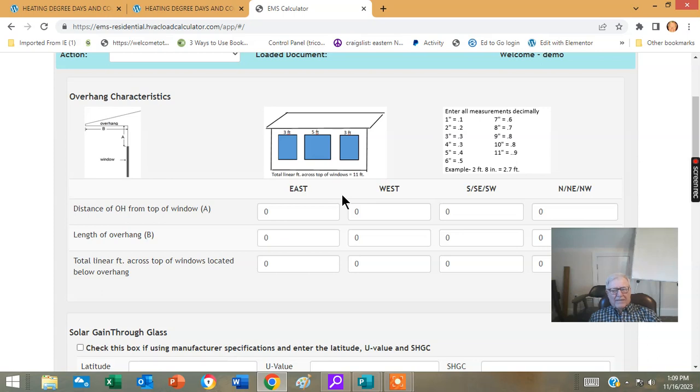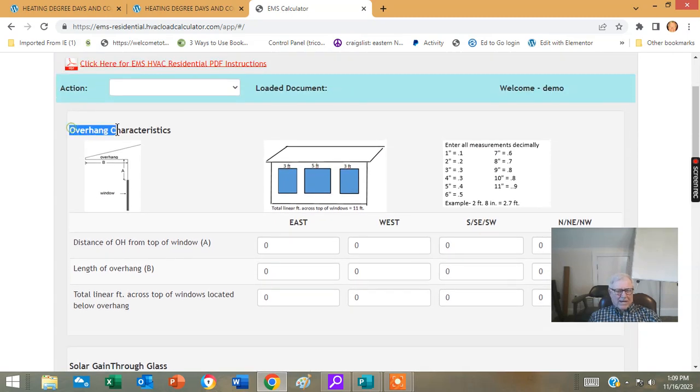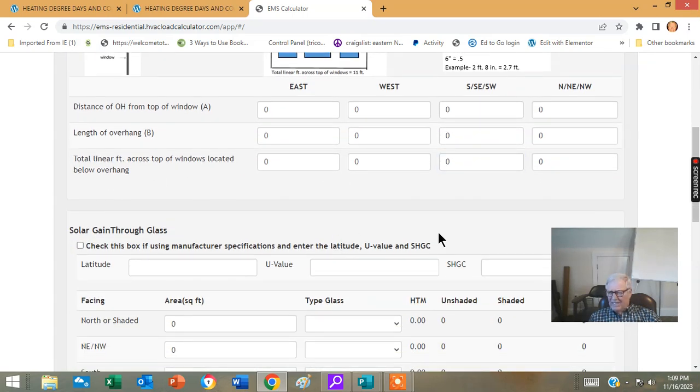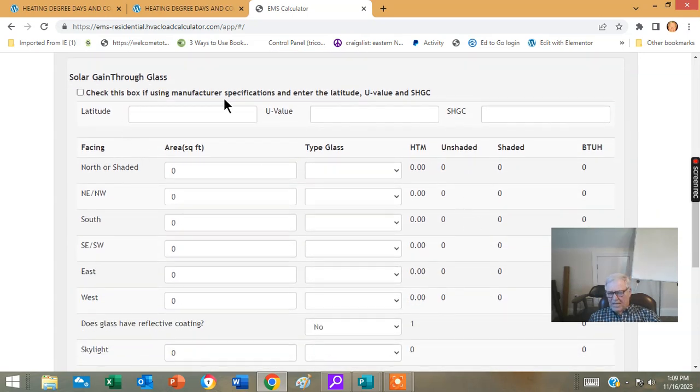Now we're going to get into probably the toughest part of the whole calculation. And it ain't that bad, just tough. I'm going to skip this overhang characteristic area right here. That's all this stuff. We'll come back to it in a few minutes. Okay. First thing I'm going to go down here. It says solar gain through glass. This is how many BTUs are coming through your glass due to the effects of the sun's radiation and the temperature difference between the inside and the outside.